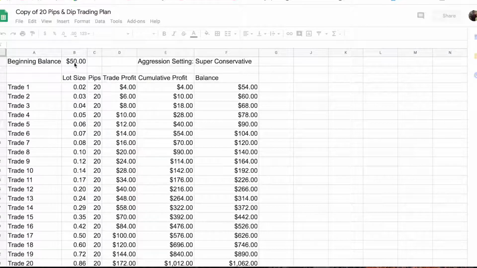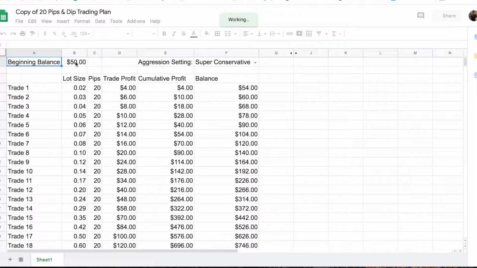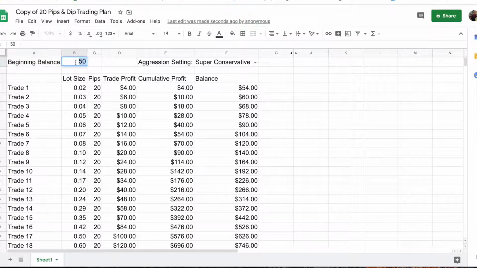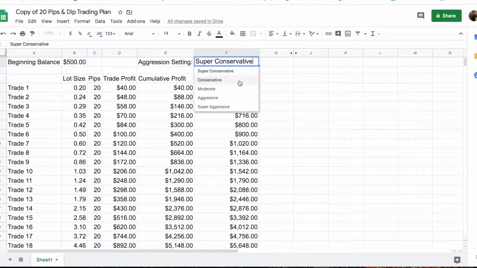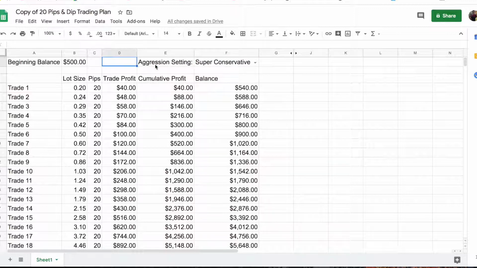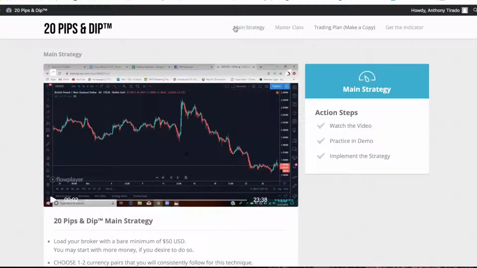Once you do that, that's going to allow you to access this page so you can put in your credentials. So let's say you're starting an account with $500, you can place it there. You can identify the different type of setting that you want in terms of, hey, do I want to be conservative, moderate, or aggressive in my trading, right? That's going to allow you to apply that to your trading style and your trading plan itself.